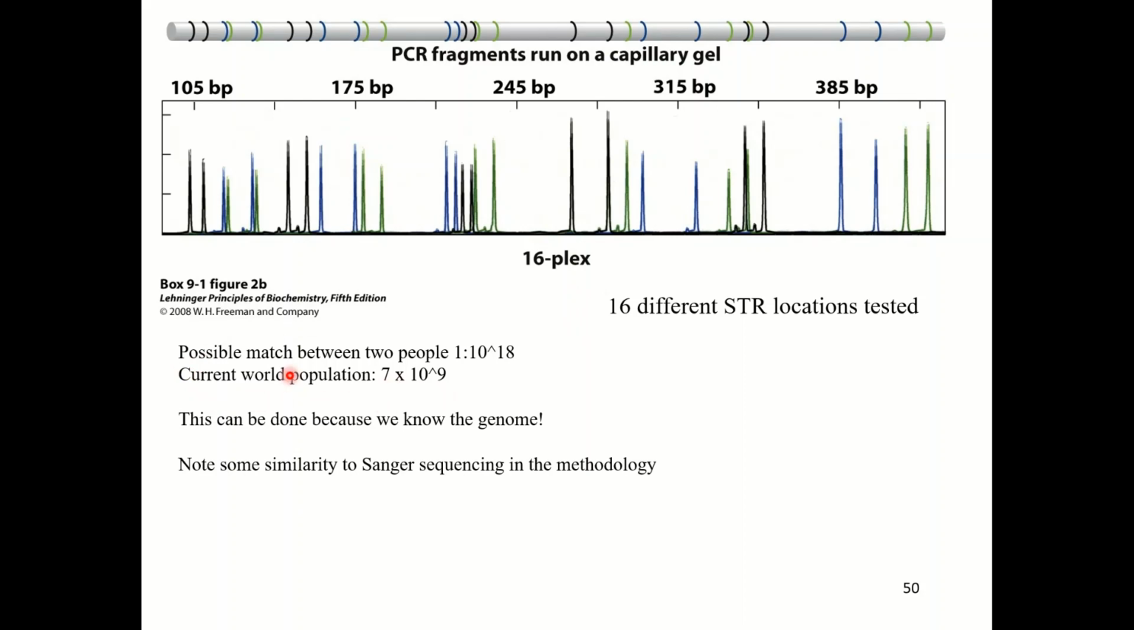And to give you a scale on that, current world population is 7 times 10 to the 9th, roughly. Okay, so if you're looking at the entire world population, this number is that number squared almost. Okay. This can be done because we know the genome. We know where these STR locations are. Okay.